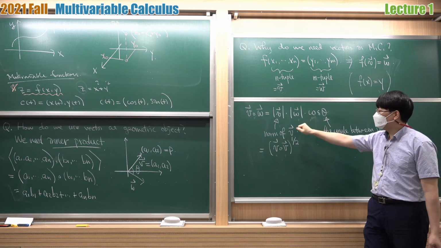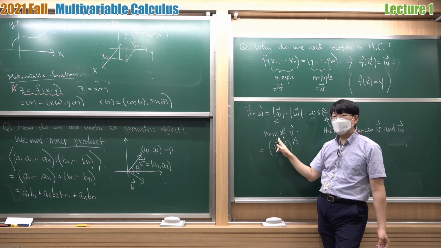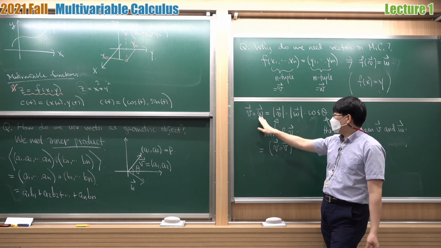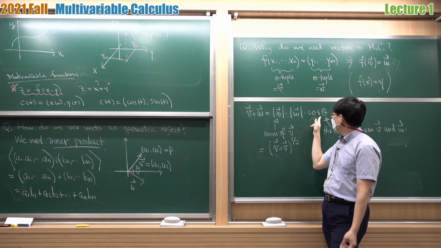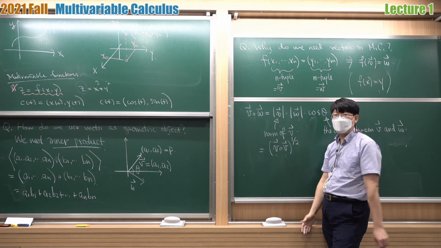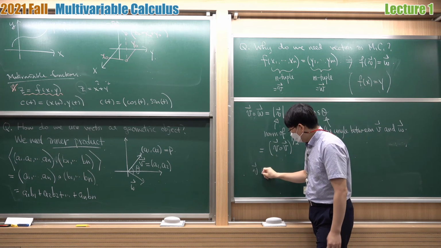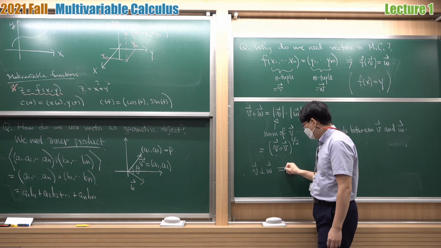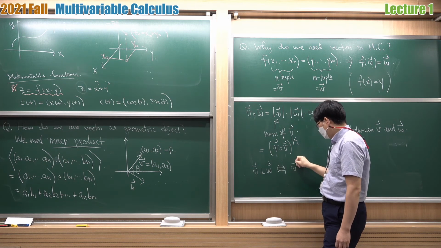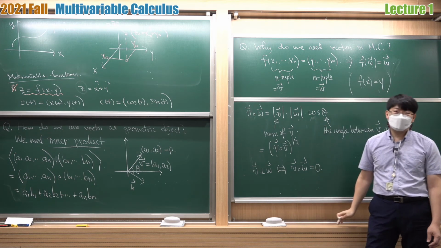In other words, as long as V and W do not have 0 norms, the only way we can have a 0 inner product is when theta is pi over 2, which means that these two vectors are perpendicular. So we have the property that two vectors are perpendicular if and only if their inner product is 0.